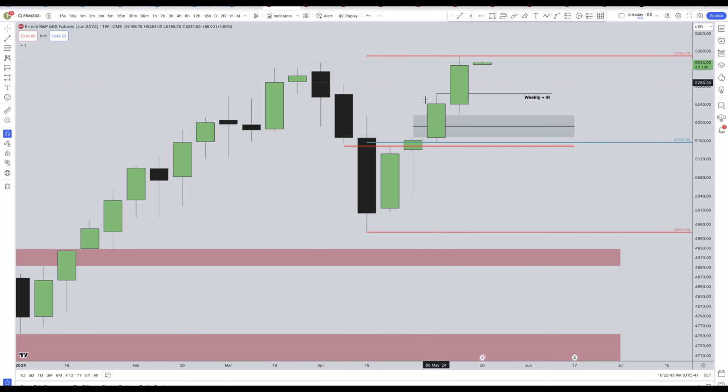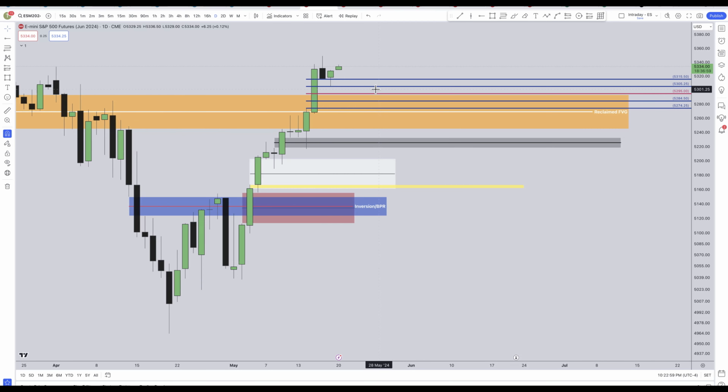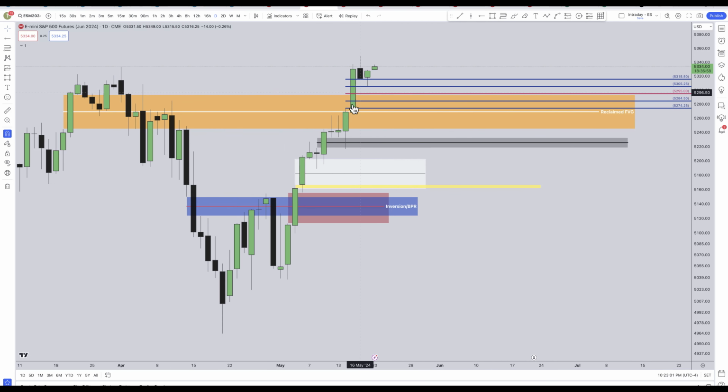Now with ES, again, very similar story. I'm not going to be repeating exactly what I said, but the weekly immediate rebalance level for ES is this. So this is the 5264 level that I'm going to be monitoring closely. And these are some of the fair value gaps that we see here on the daily chart. So again, we'll have to monitor the levels as to where it's forming or coming.